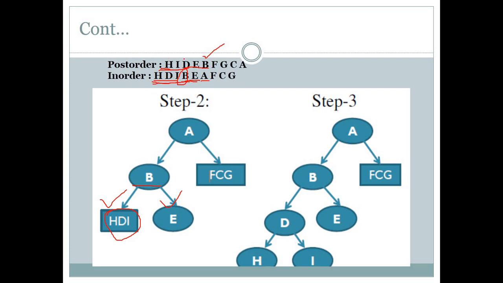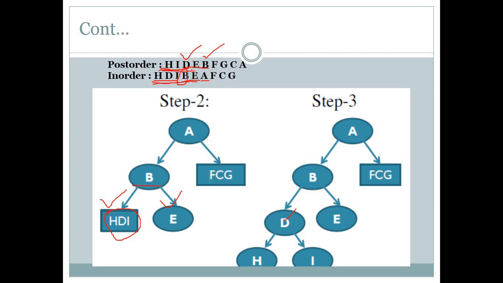In H, D and I, we will see that D is our last node in post-order traversal. In post-order traversal the root node will be at the last position. So from this, D will become our root node.